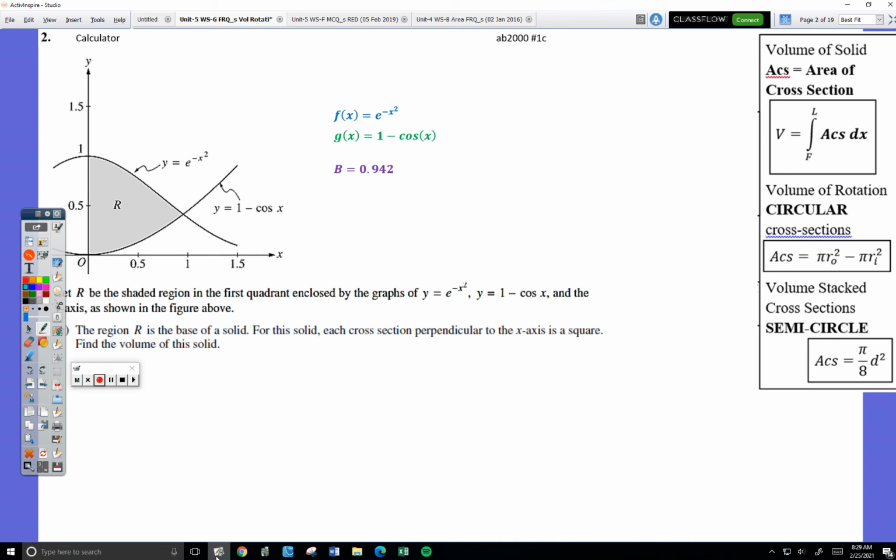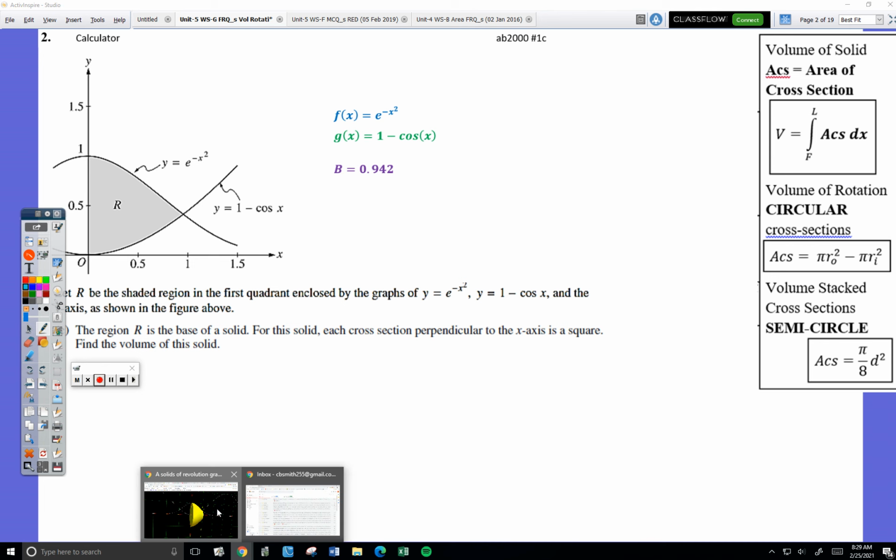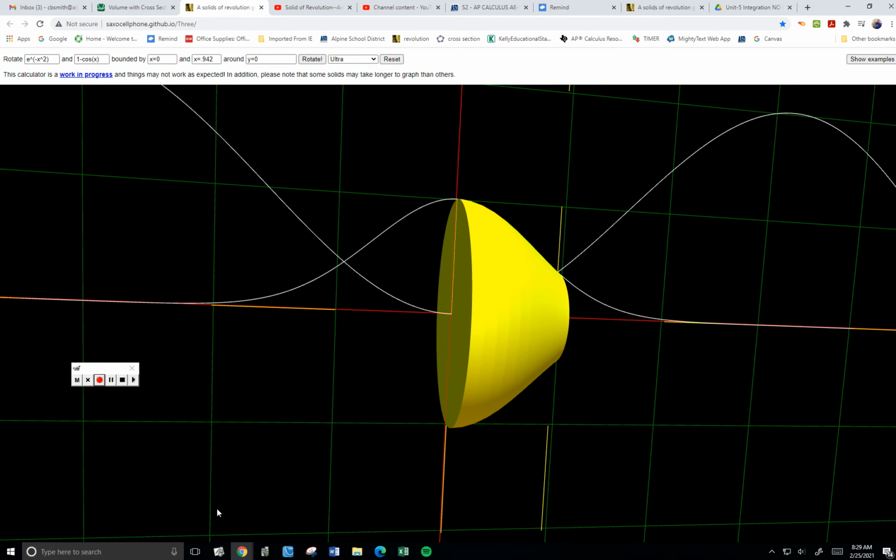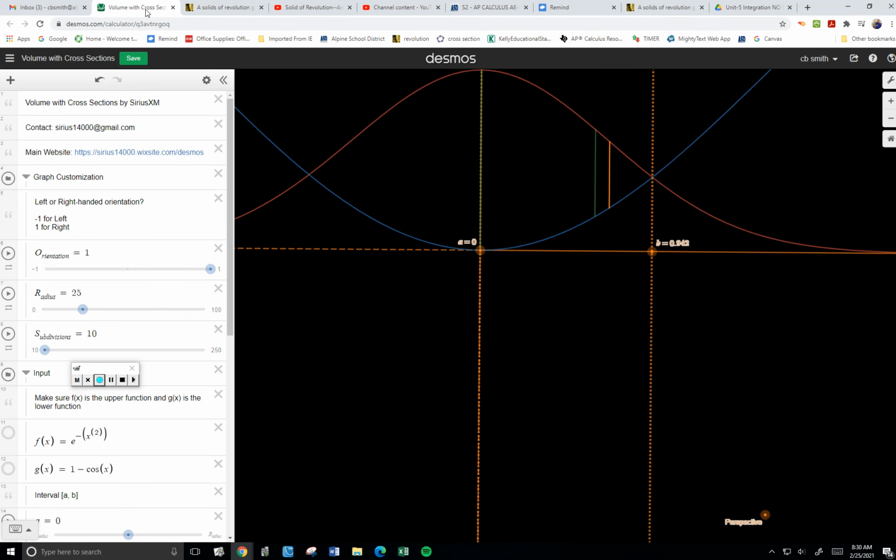You see it? Here's some software that helps. I have to go to my desk to control it. It doesn't work very well on the board.